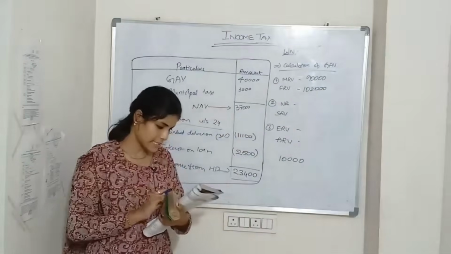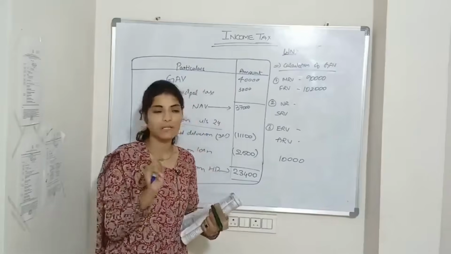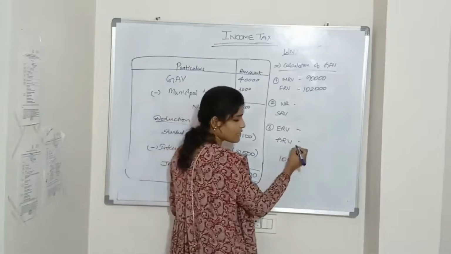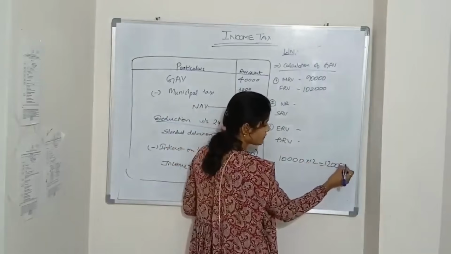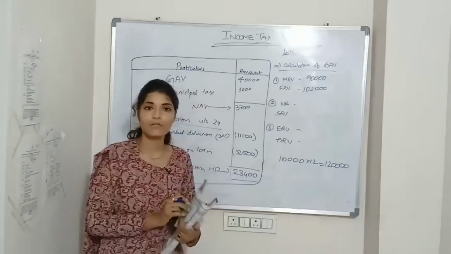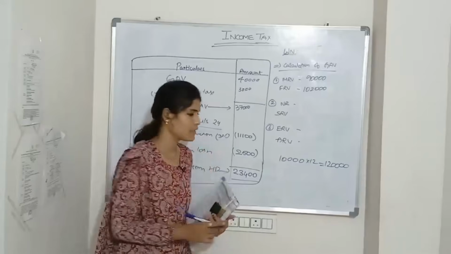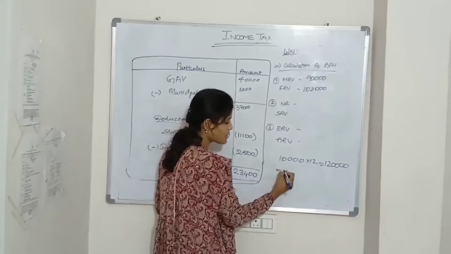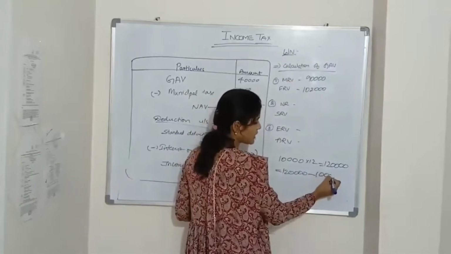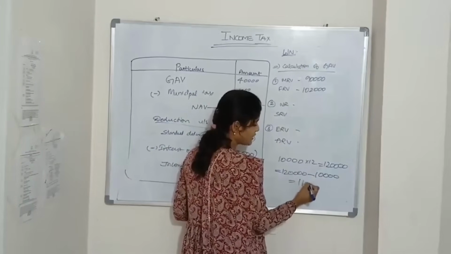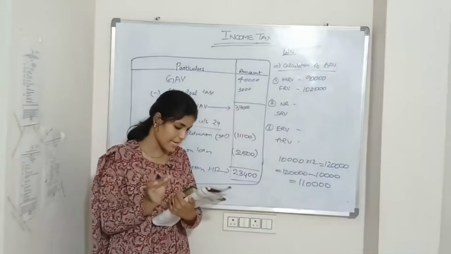Next, they have said during the previous year the tenant has not paid 1 month rent. For ARV, 10,000 into 12 gives 1,20,000. In that 1,20,000, the tenant did not pay 1 month rent, so we did not receive 10,000. Therefore he received only 1,10,000. So 1,10,000 is the ARV.